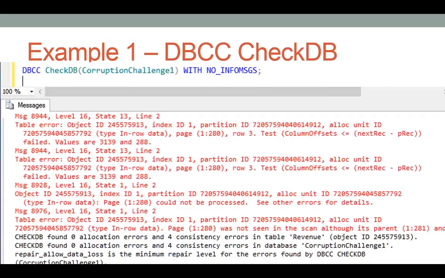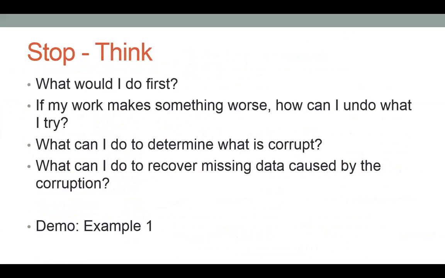And rather than going through the detail here, I just want to jump into the demo and I'll show the actual code. But before we do that, you want to think about what you would do first, and just as we go through this, be thinking about these things. If whatever we try makes it worse, how can I undo that? What can I do to determine what is corrupt? And what can I do to recover the missing data caused by the corruption?